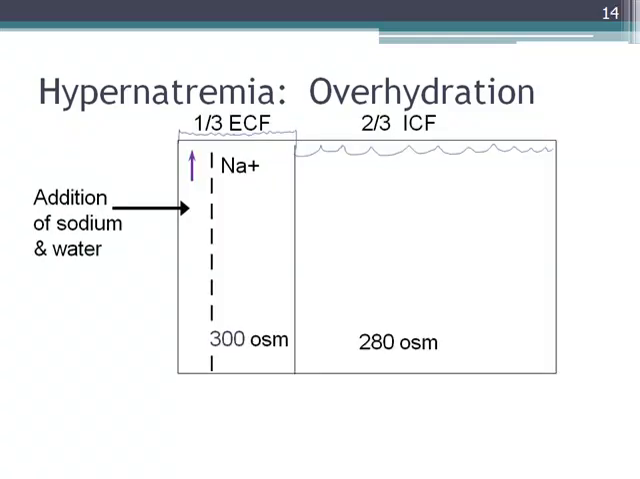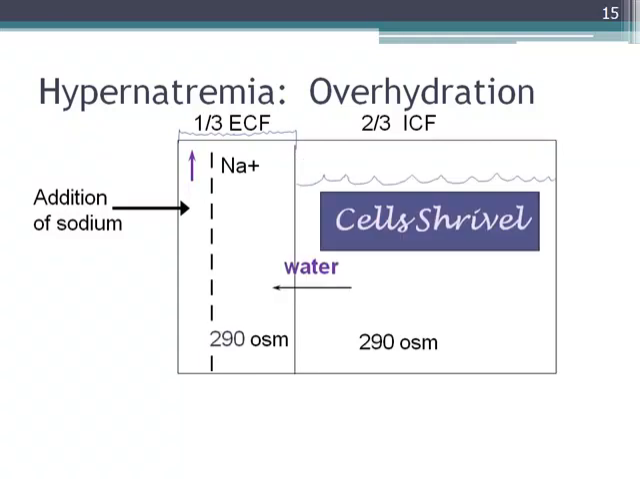So for whatever reason we're adding both sodium and water, we end up with a more concentrated extracellular compartment, and in fact might be fluid overloaded. And then as a result of that, fluid will shift from the intracellular compartment to try to dilute that higher osmolality.